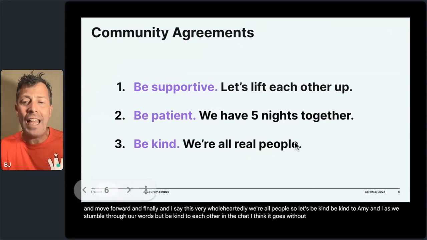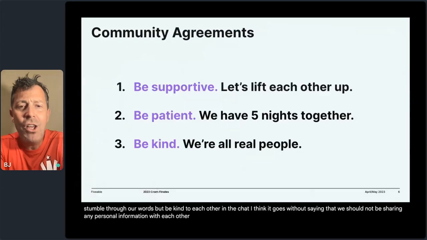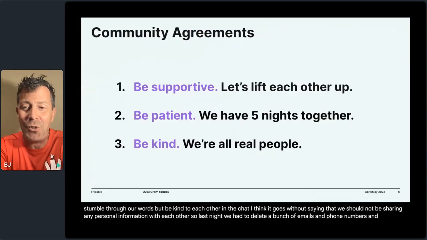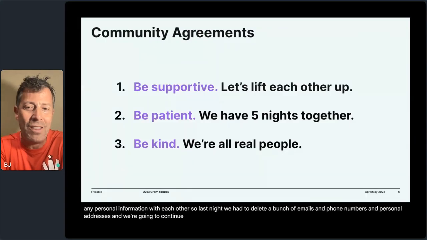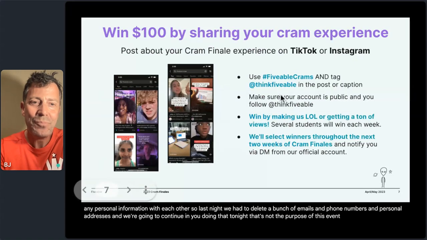I think it goes without saying that we should not be sharing any personal information with each other. So last night we had to delete a bunch of emails and phone numbers and personal addresses, and we're going to continue doing that tonight. That's not the purpose of this event.